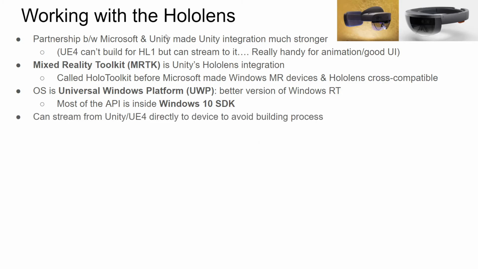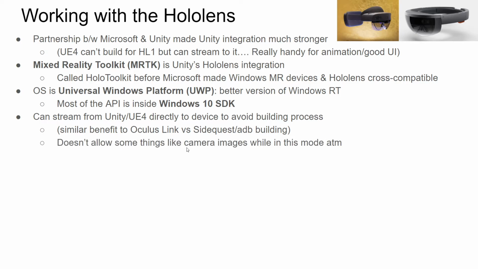I already mentioned streaming, but you can stream the images from Unity or Unreal directly to the device so that you can avoid having to build. This has similar benefits to using the Oculus Link versus doing it side-quest style, or trying to build the APK and then push it to the Oculus Quest with ADB. It's just a pain. So the streaming has a similar benefit. It makes development way faster. You can't do certain things, like you can't use the HoloLens's camera while you're in this mode, at least as far as I can tell.